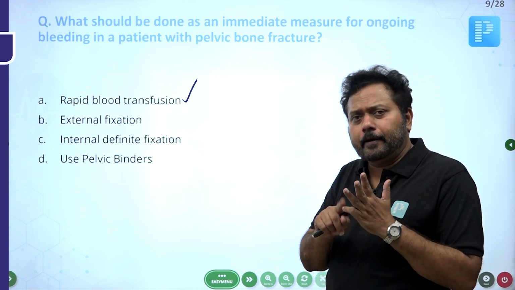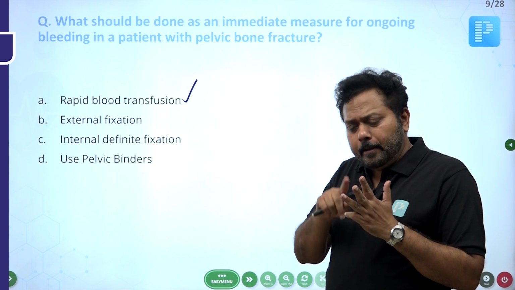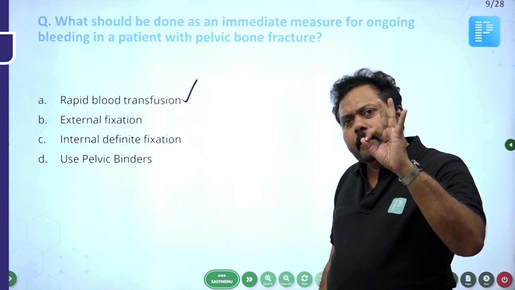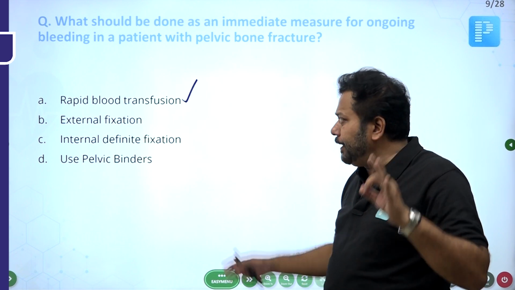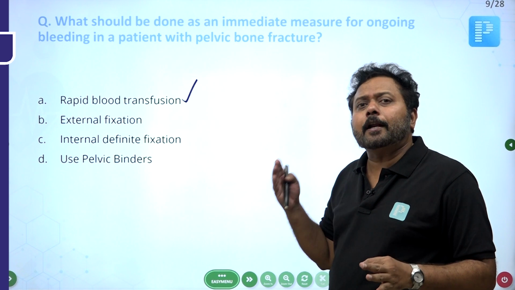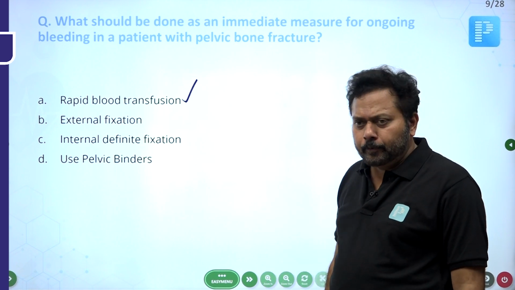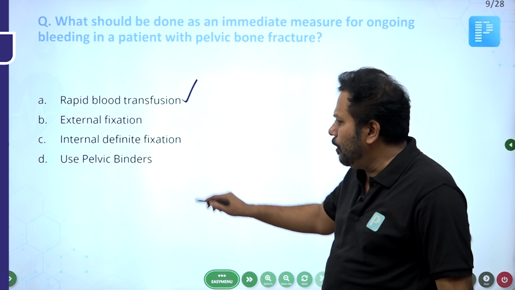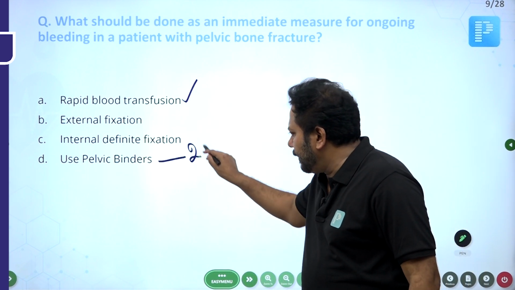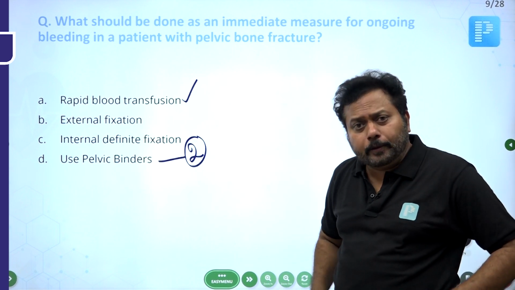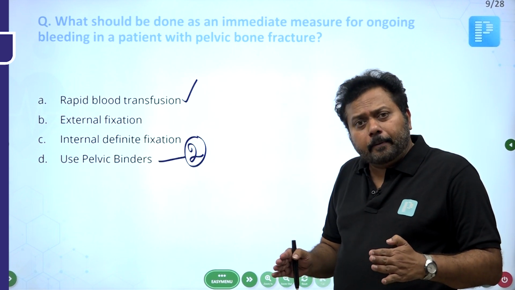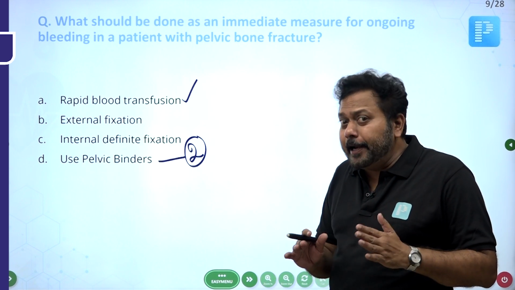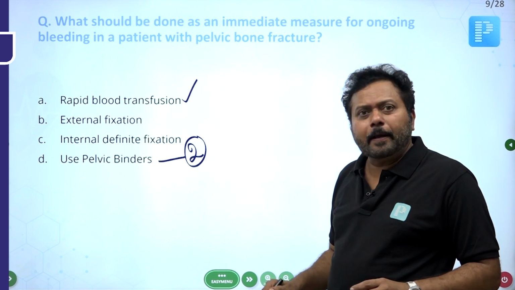because in our 100 onliners we had seen the amount of blood loss in pelvic injury is 3 liters. In shaft of femur, 1.5 liters. 3 liters is a massive blood loss. So rapid blood transfusion is the first thing you should do. While doing that, the second measure among the 4 choices is to use a pelvic binder, so that displacement of the fracture won't happen and further bleeding may be prevented.